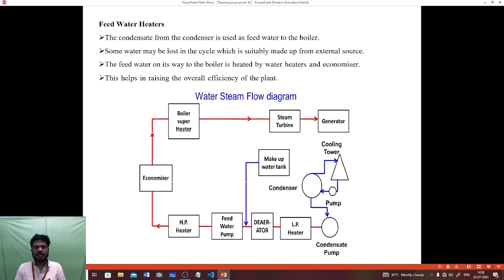The water stream flow diagram is shown here. In this, the makeup water tank feeds the feed water pump, and the cooling tower serves the condenser and the condensate process. The condensate pump and the low pressure heater lead to the deaerator, and the feed water pump pumps the water, and the high pressure heater is used, and then it is sent to the economizer, and from the economizer to the boiler and superheater, and then steam to the turbine, and the turbine drives a generator. This is the flow diagram of the steam.